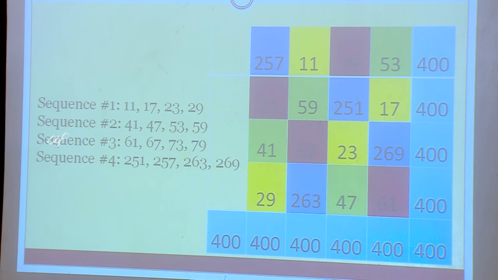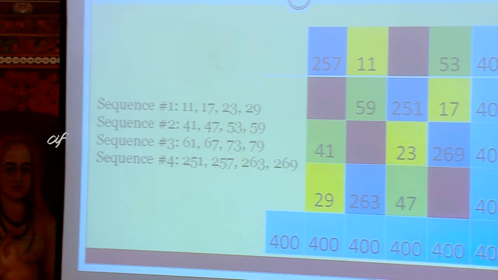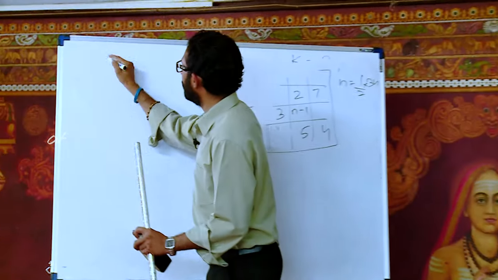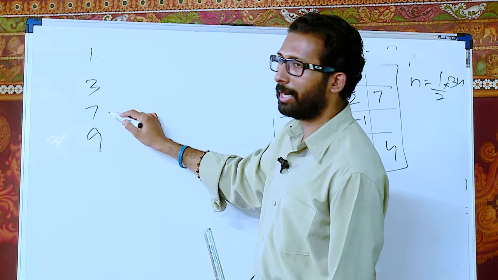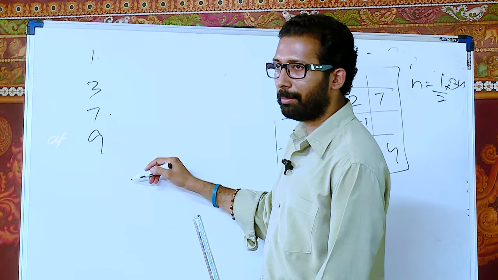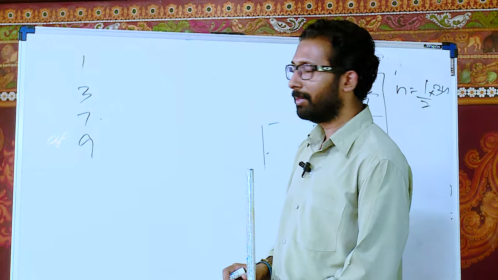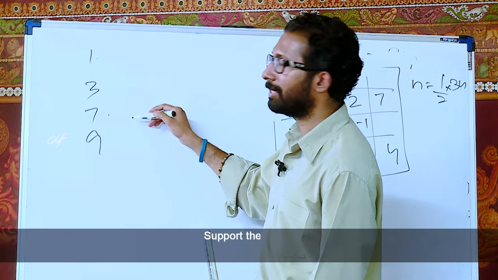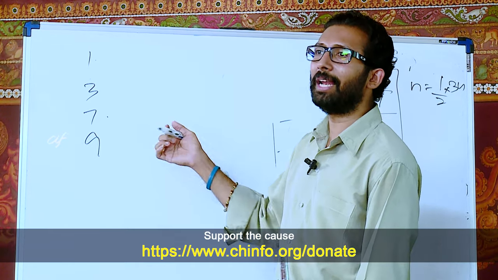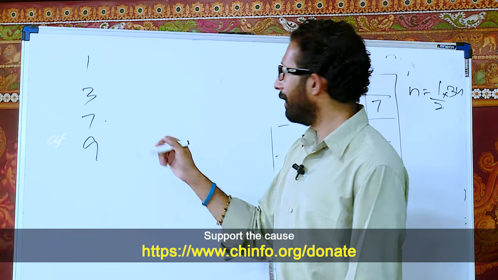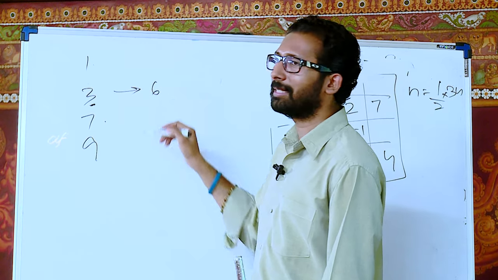Because a prime number would always end with 1, 3, 7 or 9, except for 2 and 5. So if the common difference is 6, 1 plus 6, next prime number has to end with 7. 7 plus 6, next has to end with 3. 3 plus 6, next has to end with 9. 9 plus 6, next will end with 5. So we won't get it. There is no point in starting with a prime number ending with 3 if we are taking the common difference as 6.